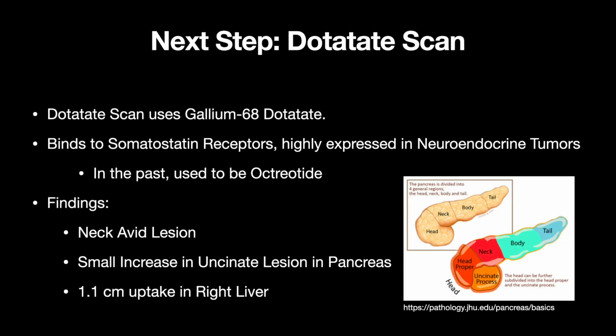So the next step done was a dotatate scan. And dotatate scan uses gallium-68 dotatate, and this binds to somatostatin receptors that are highly expressed in neuroendocrine tumors, and in the past used to be octreotide. Findings found a neck avid lesion, as well as a small increase in the uncinate lesion in pancreas, and a 1.1 centimeter uptake in the right liver.